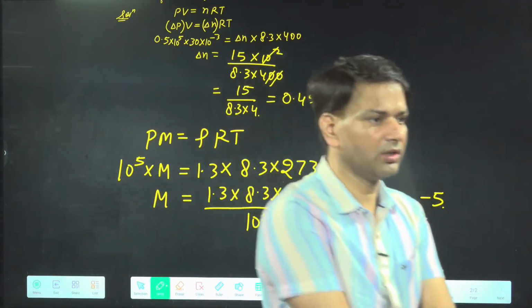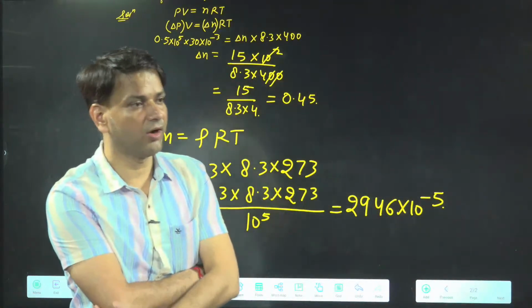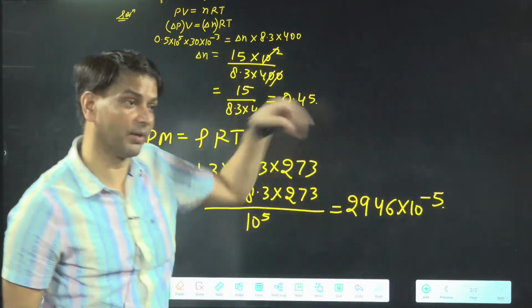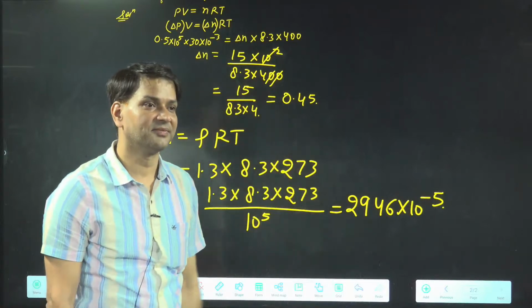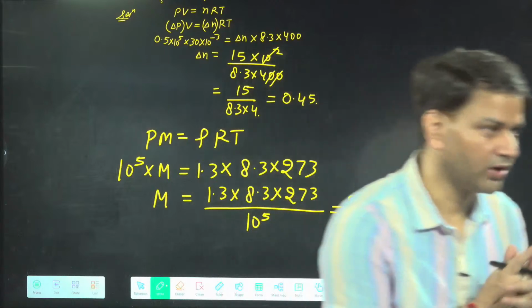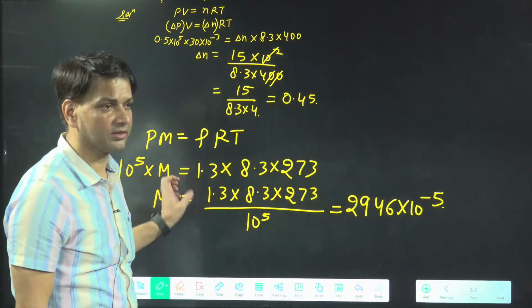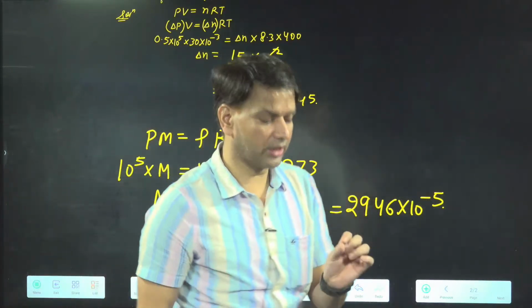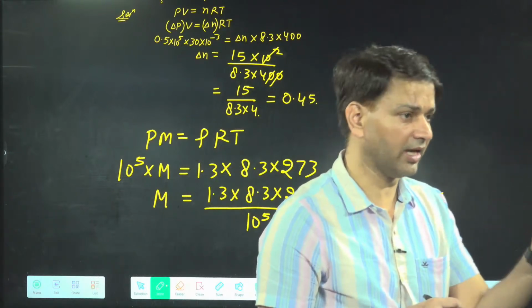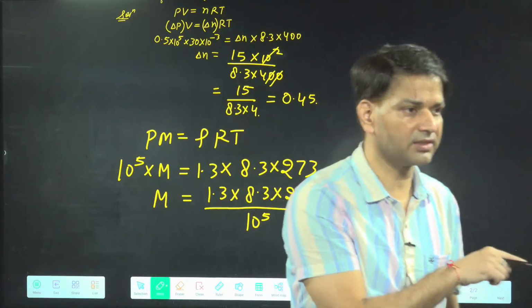Did everybody get it or not? Now after that what will we do? Molar mass we got, and the number of moles we know. Now listen, there is one twist here. This molar mass capital M we are getting using PM is equal to rho RT. P I am using in MKS, R in MKS, density in MKS. So this molar mass you will get in kg.